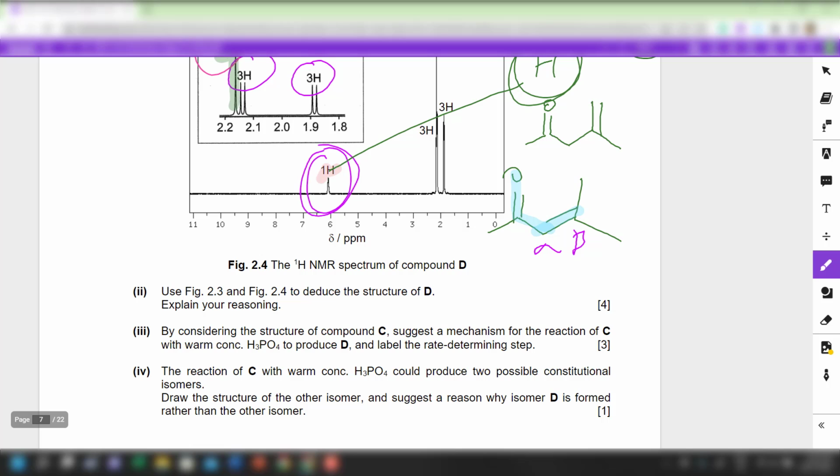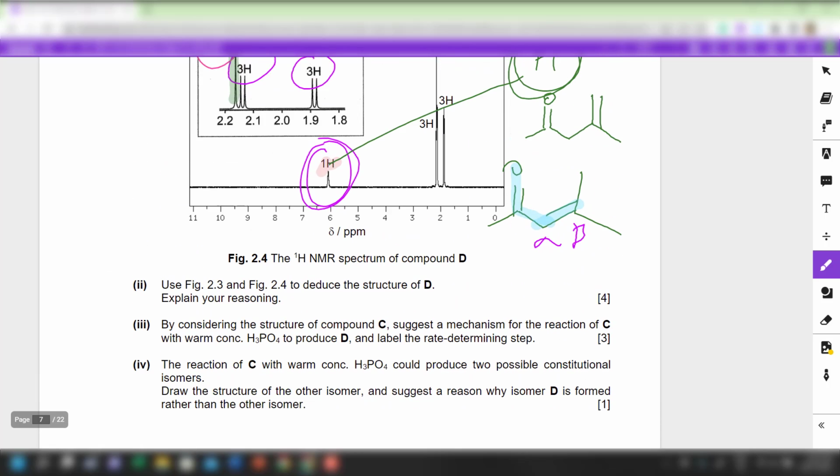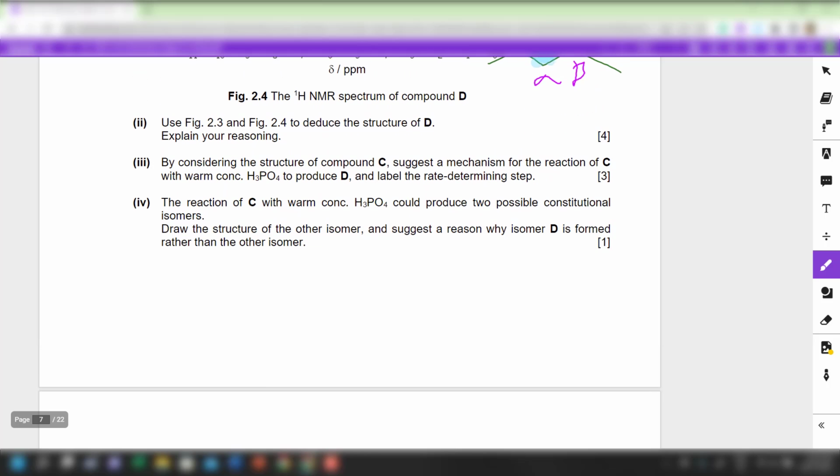For part 3, we are supposed to suggest a mechanism for the reaction of C with warm concentrated phosphoric acid to produce D, and then label the rate determining step. This mechanism shouldn't be too difficult, because what we have here is something like this, and then we have OH. You might be thinking, what is the role of phosphoric acid? Of course, it is to protonate the alcohol group. These are the usual things you have learned.